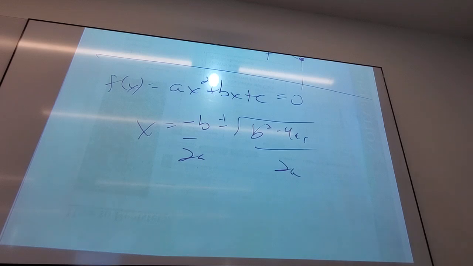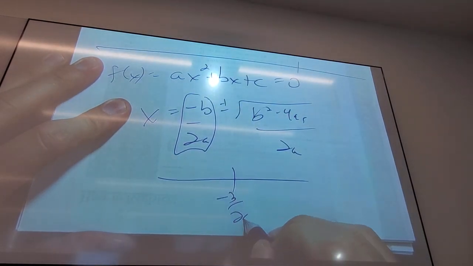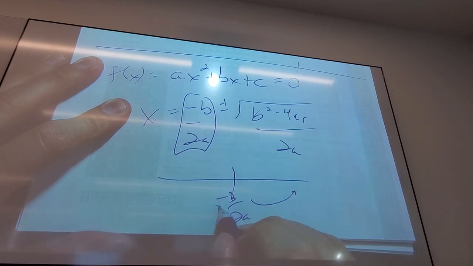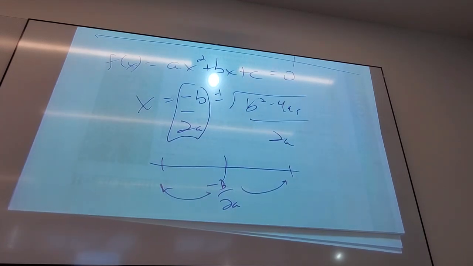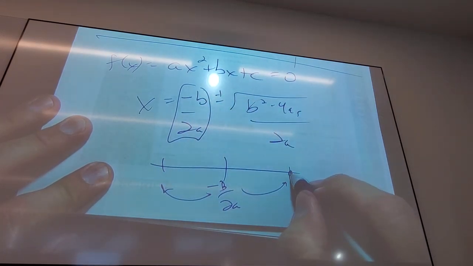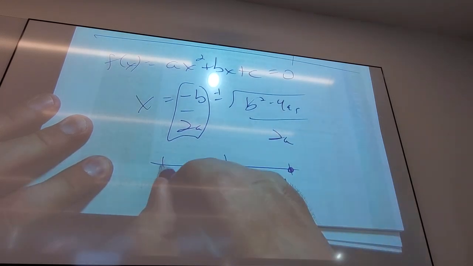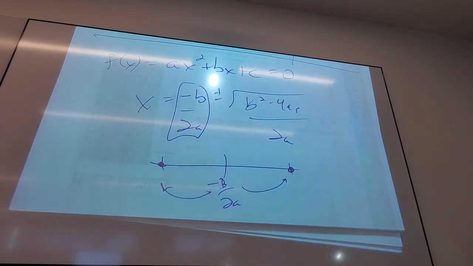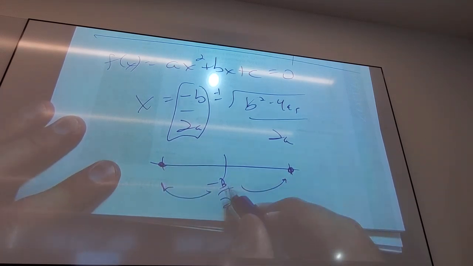Does everybody see how it is this plus and minus the same thing, yes? I need you to see. So if I do negative b over 2a plus this, I get one x-intercept. If I do negative b over 2a minus this, I get the other x-intercept, yes? So where's the vertex? What's the x piece of the vertex? What's in between my two x-intercepts? Negative b over 2a.